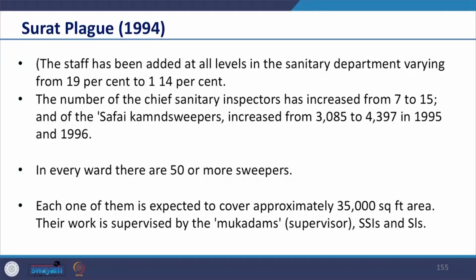The number of chief sanitary inspectors had increased from 7 to 15, and the Safai Karamchari, the sweepers, increased from more than 3,000 to nearly 4,397 from 1995 to 1996. In every ward, there were 50 or more sweepers. Each one of them was expected to cover approximately 35,000 square feet area. Their work was supervised by Mukaddam, supervisors, SSIs and SIs.